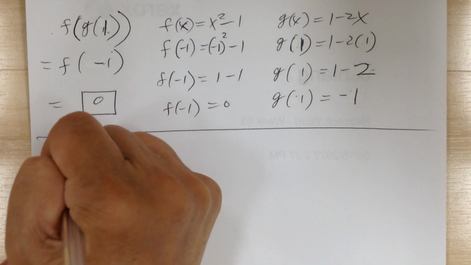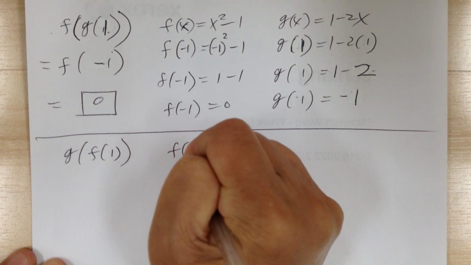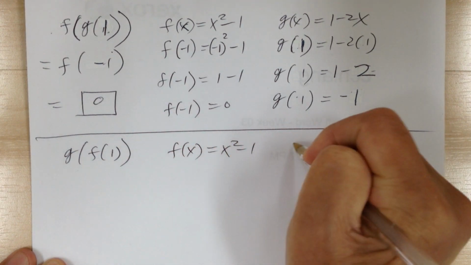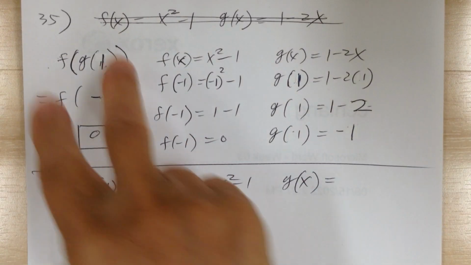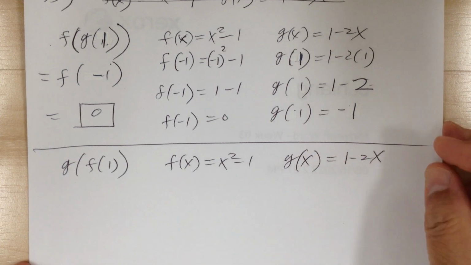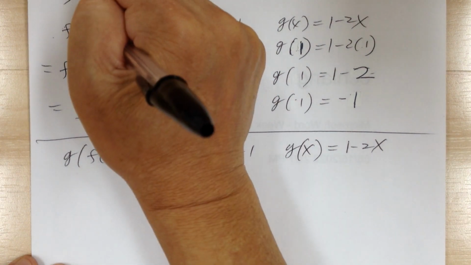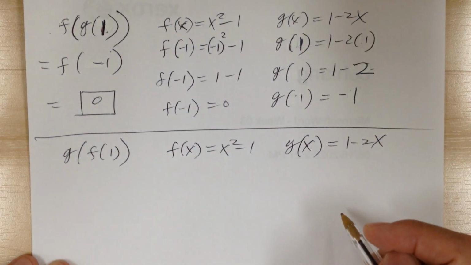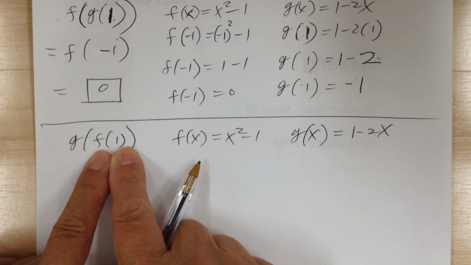You're looking for g of f of 1. So you can copy down your function. What this chart illustrates is that when you switch the functions, most of the time the answer is going to come out different. There are some rare occasions when it will be the same, but most of the time it will not be the same. So this time you have to use the f function first, so you have to do f of 1.